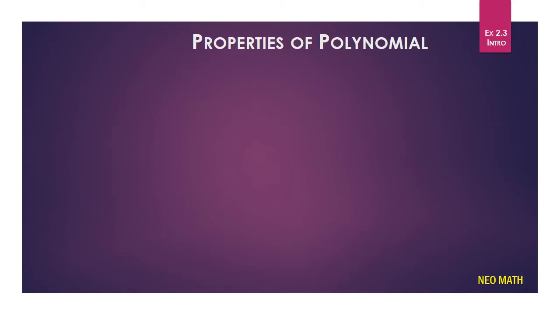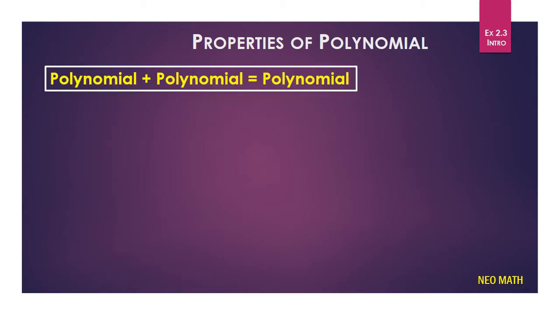Properties of polynomial. Polynomial plus polynomial, we get a polynomial. When you add two polynomials, the resultant is also a polynomial. For example, 4x square, I am adding two monomials. So 4x square plus 2x, we get 4x square plus 2x, which is a polynomial. The powers of the variable are whole numbers. In 4x square, the power of the variable is 2, which is a whole number, and in 2x, the power of the variable x is 1, so that is also a whole number, so it is a polynomial. So when you add two polynomials, the resultant is also a polynomial.